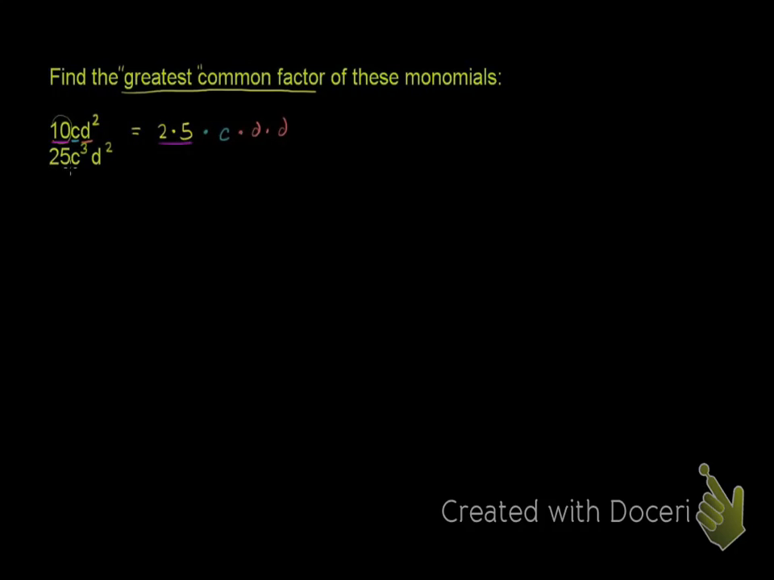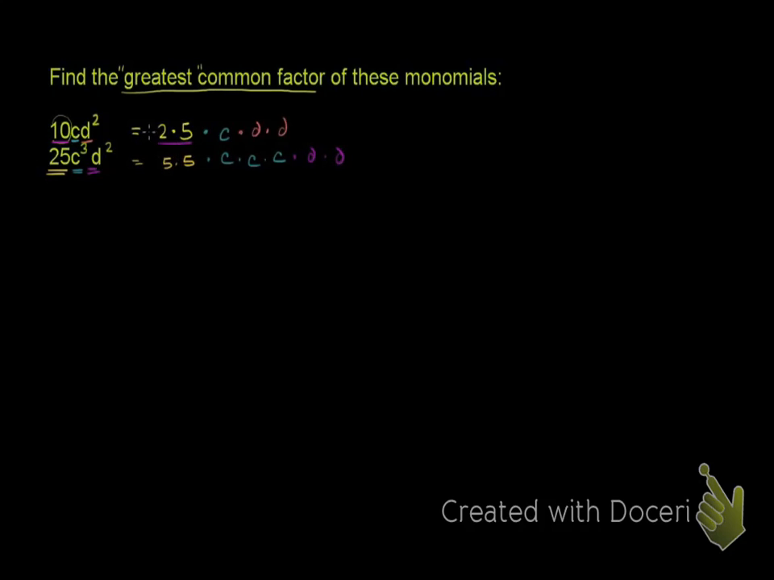Now let's do that for 25c to the third d squared. So 25 right here, that's 5 times 5, so this is equal to 5 times 5, and then c to the third, that's times c times c times c, and then d squared is times d times d. So what's their greatest common factor in this context?